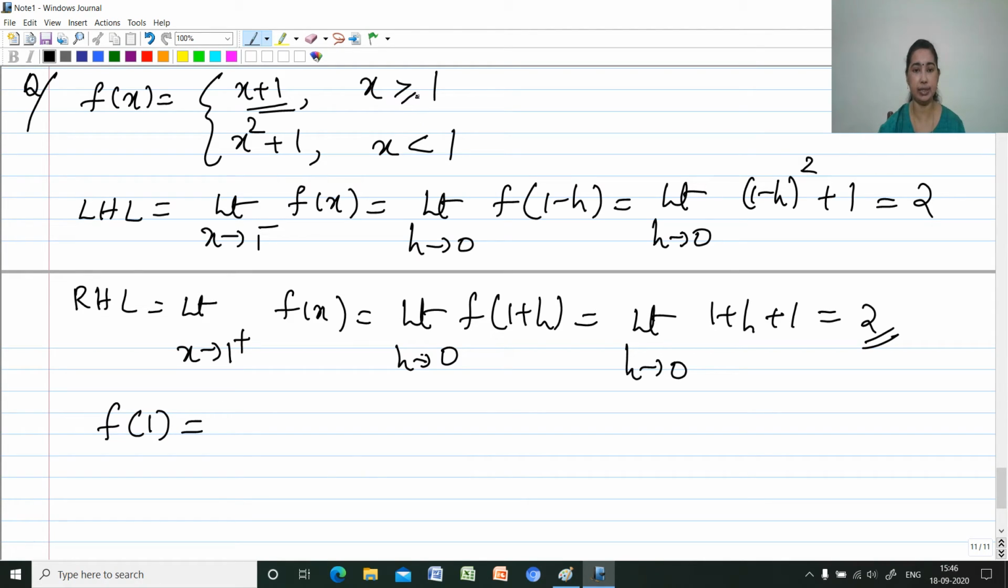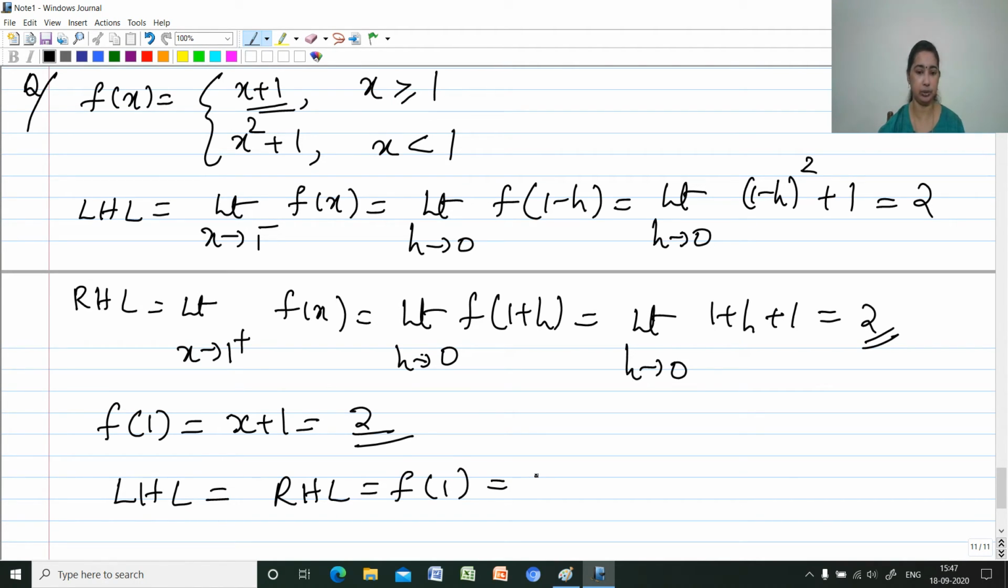f of 1: when x is equal to 1, you have to take f of x equal to x plus 1 itself. So we put x equal to 1, and you get the answer as 2 itself. So what you got is LHL equal to RHL is equal to f of 1, which is equal to 2.